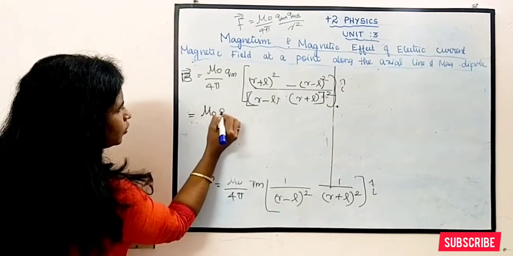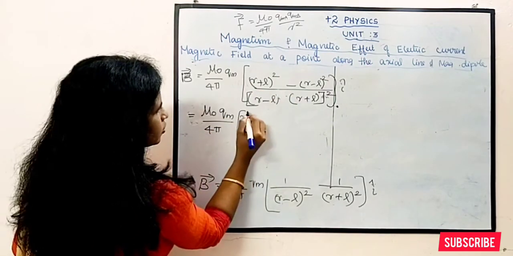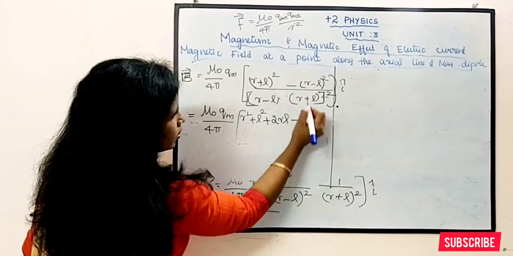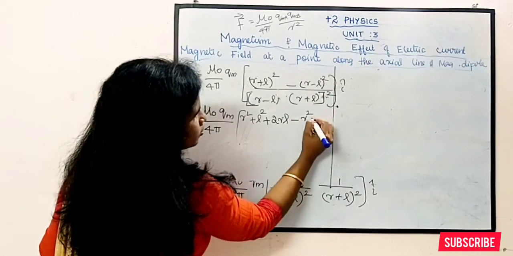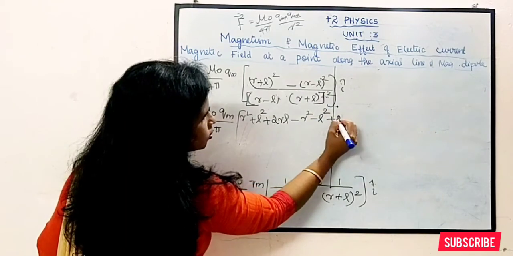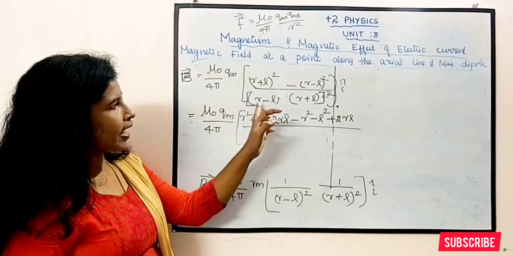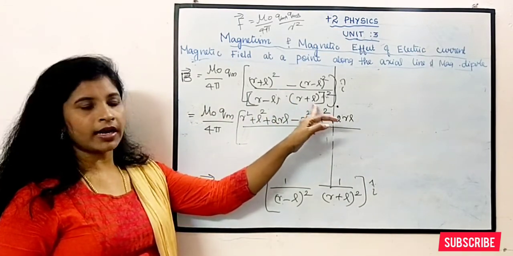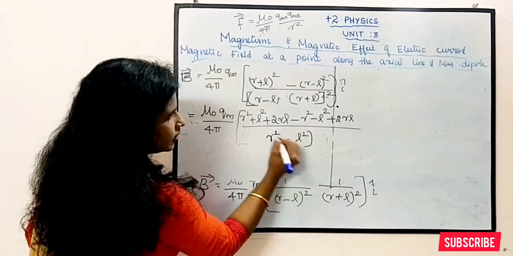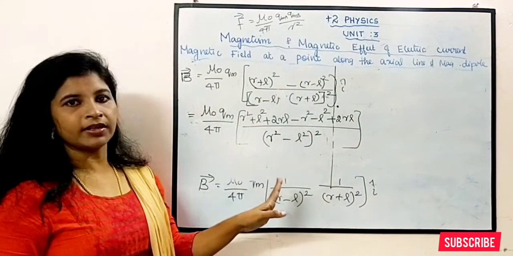I can simplify it as mu naught qm by 4 pi into expand this: a square plus b square plus 2ab. Okay, similarly minus of a square plus b square plus 2ab, so it becomes minus of minus plus, so 2rl. Okay, divided by, so this can be written as (a minus b) into (a plus b). What's the formula? (a minus b) into (a plus b) is a square minus b square. The whole, one square is there, so whole square. Clear? I'm just expanding and applying the formula.